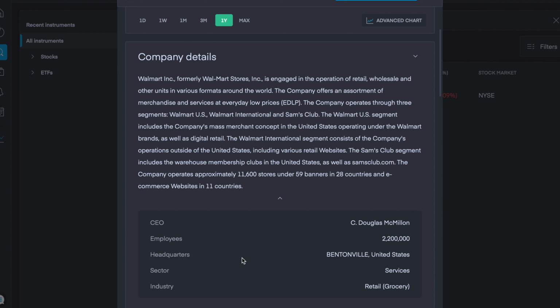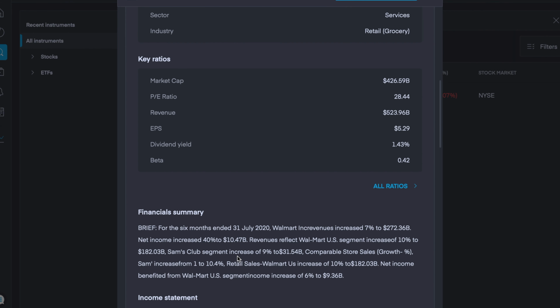The company's current CEO is Douglas MacMillan, and it currently employs a ridiculous 2.2 million full-time employees, which is a crazy number to think about. And also, it is in the industrial, retail, grocery sector. Some key ratios for Walmart: their market cap is $426.59 billion. PE ratio is about 28.5, with revenue of $523.96 billion. They have an earnings per share of $5.29 and currently pay a dividend yield of 1.43%.